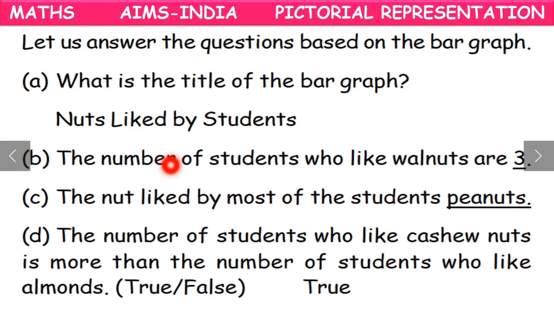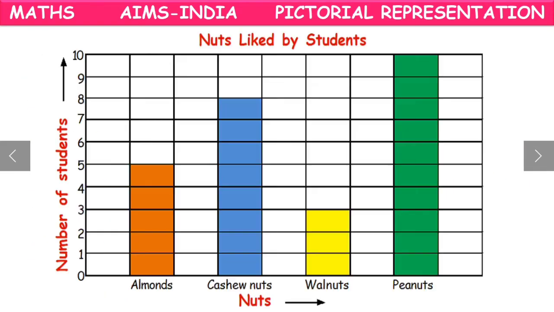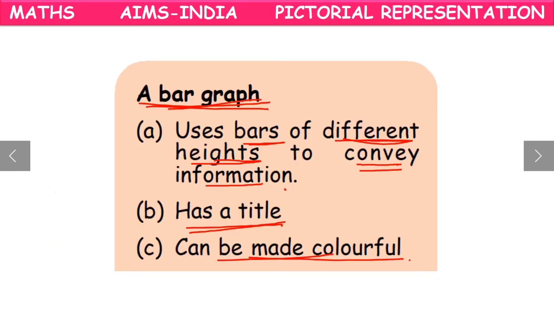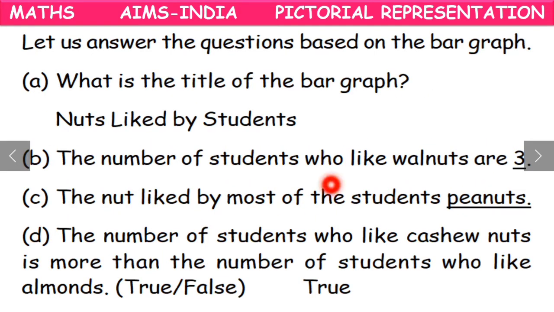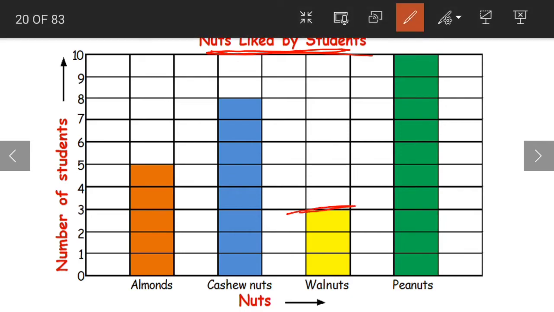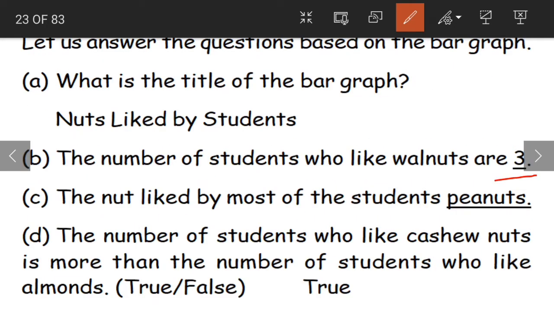Now let us answer the questions, children. What is the title of the bar graph? What is the title of the bar graph for this? What does this say? It tells us the different nuts liked by the students. So this becomes the title. Nuts liked by the students. Now next question. The number of students who like walnuts are? How many students like walnuts? See here. If you look at the vertical line that is on the number of students, it is pointing to 3. So 3 students like walnuts.